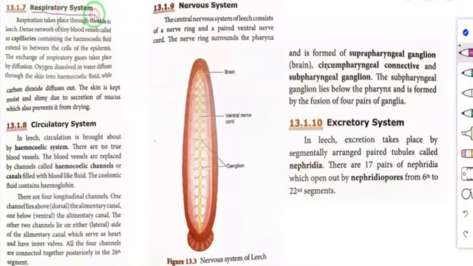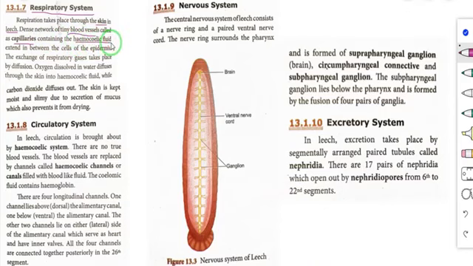Respiratory system of leech. Respiration takes place through the skin in leech. So in human beings, respiration takes place through the lungs, but in leech, respiration takes place through the skin. There is a dense network of tiny blood vessels called capillaries. The tiny blood vessels are known as what? Capillaries. The capillaries contain hemolytic fluid.